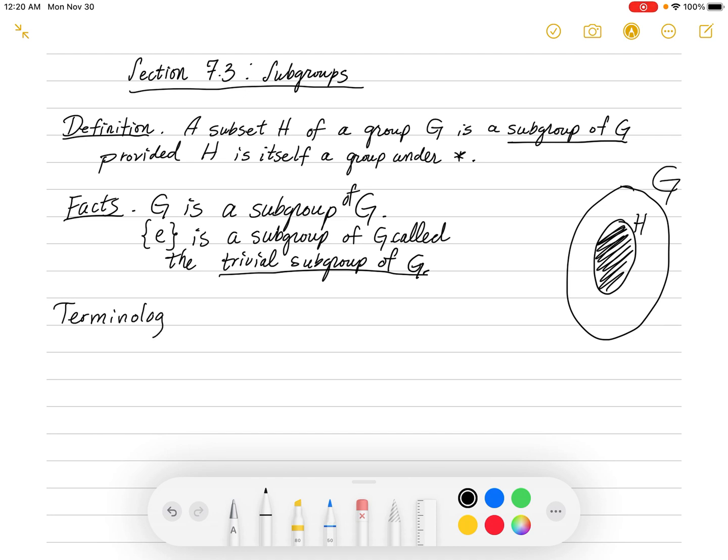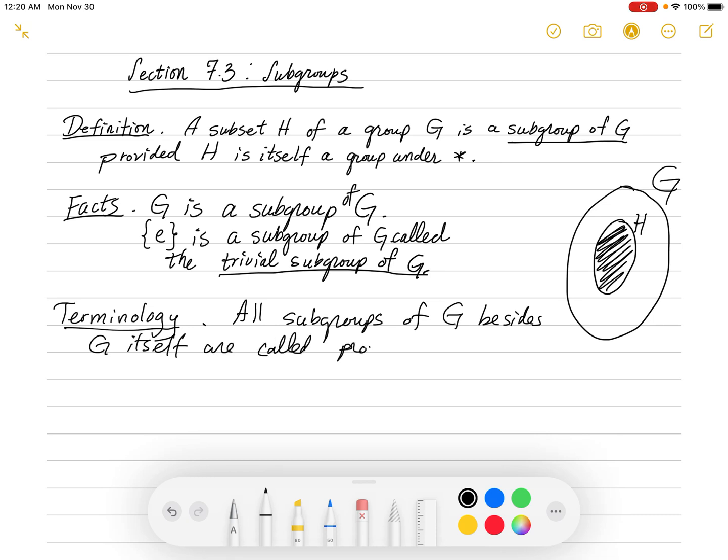And so here's some terminology. All subgroups of G, besides G itself, are called proper subgroups of G. So a proper subgroup is just a subgroup of G that's not G itself.